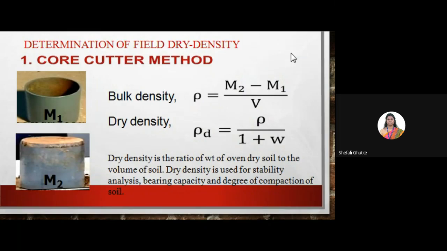Okay. Dry density is the ratio of the weight of oven dry soil to the volume of the soil. The dry density is used basically for stability analysis, bearing capacity and the degree of compaction of the soil.